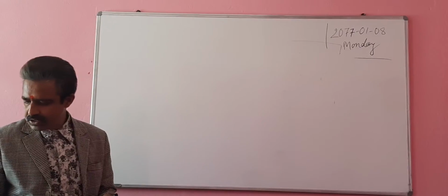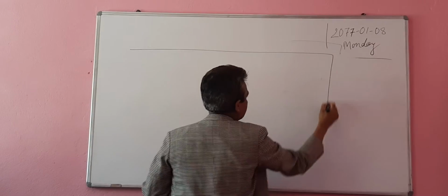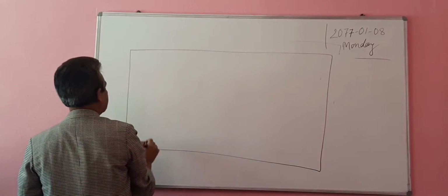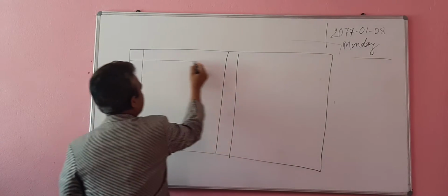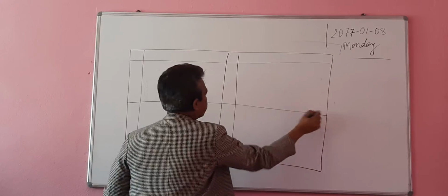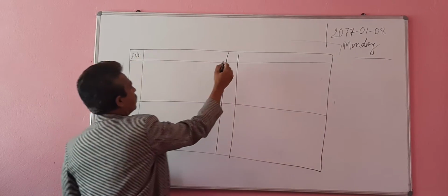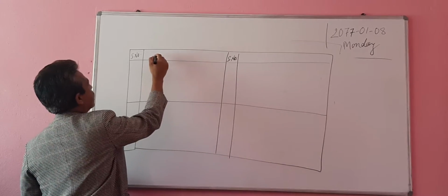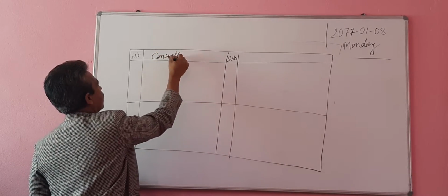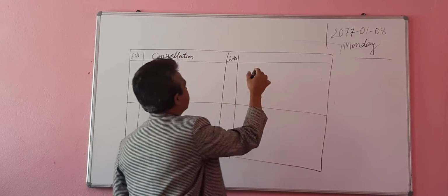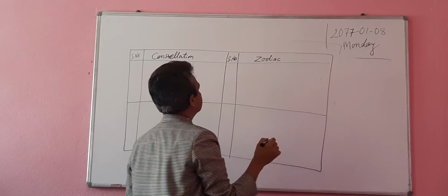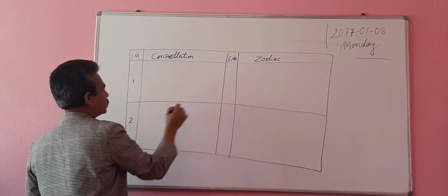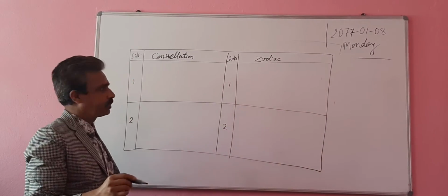Differences between constellation and zodiac. I told you to draw the table and mark here the place for symbol number and then differences. What to write here? Symbol number, constellation and zodiac. Constellation, zodiac. Number 1, number 2.